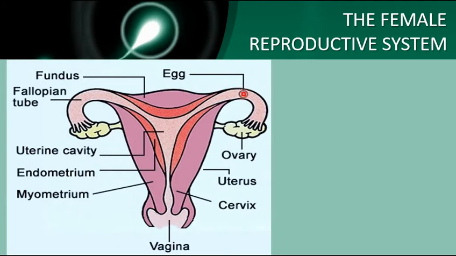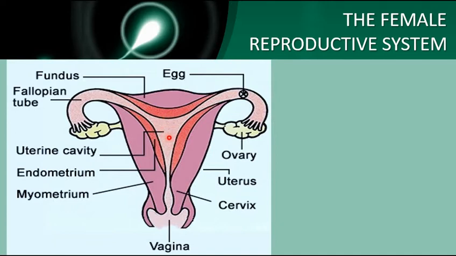Now, after the oviduct, we have the uterus, which we call the womb. The function of the uterus is that it is the site for embryo development. It is the site for embryo or fetus development.